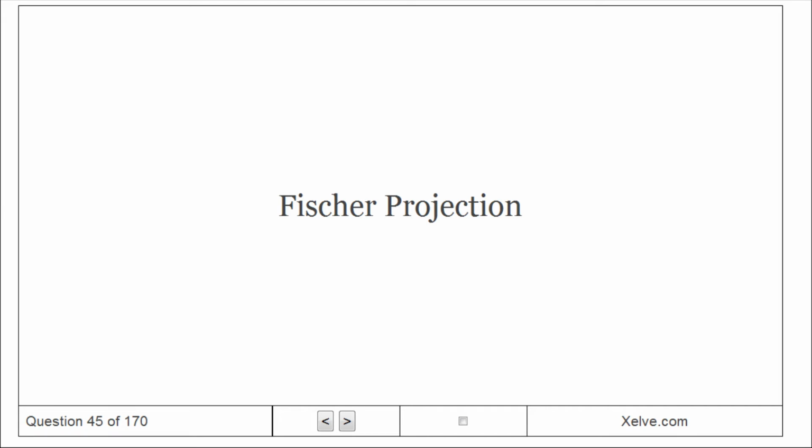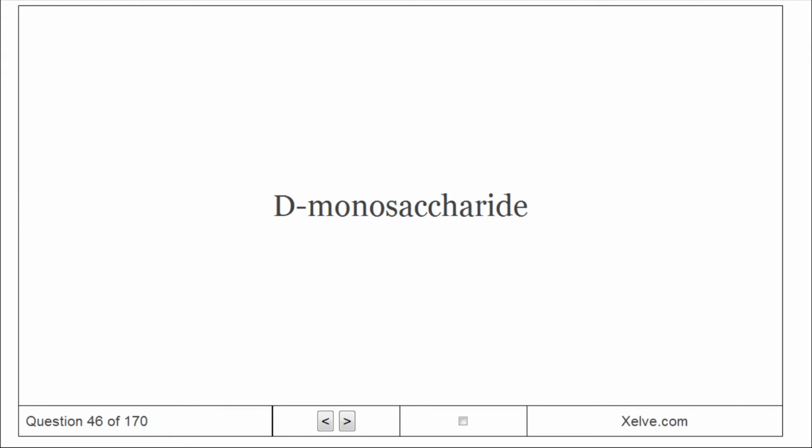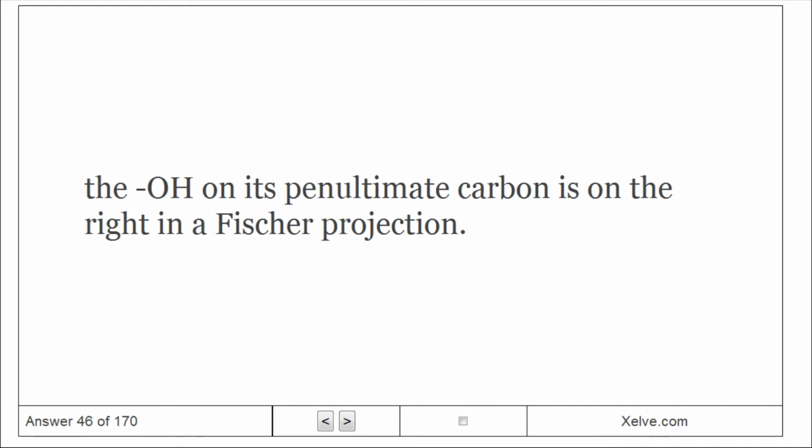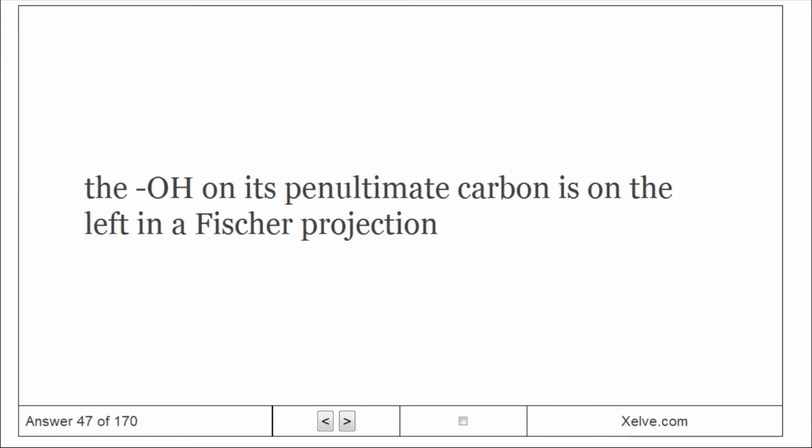Fischer projection. A two-dimensional representation for showing the configuration of tetrahedral stereocenters. D-monosaccharide. The O on its penultimate carbon is on the right in a Fischer projection. L-monosaccharide. The O on its penultimate carbon is on the left in a Fischer projection.